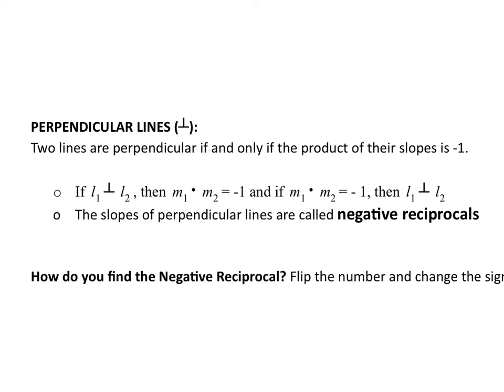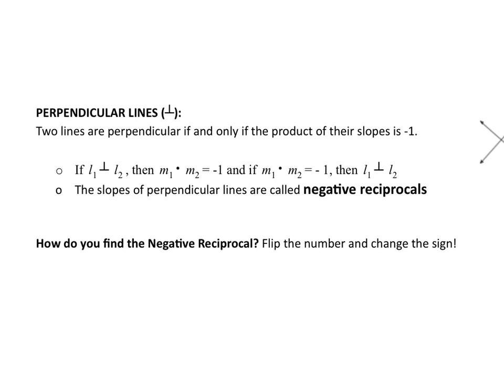When we multiply slopes together and get a value of -1, we can say that the slopes of those perpendicular lines are negative reciprocals. Well, negative reciprocal is kind of a fancy term, but if you wanted to find out if two values were negative reciprocals, really all you have to do is take one number, flip it, and change its sign. So let's practice a little bit with that.